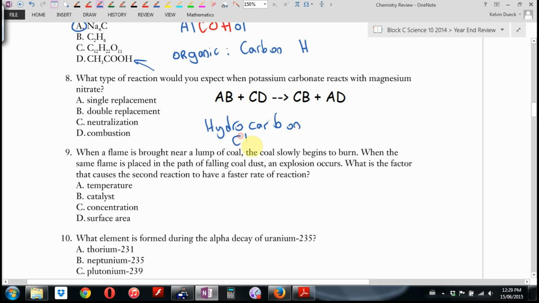So maybe something like CH4 or C2H6, okay? Plus oxygen, because you need oxygen to burn. Who remembers what the products were for that? CO2 and H2O. When something burns, you get carbon dioxide, a greenhouse gas, which is why burning fossil fuels is a problem, and water.